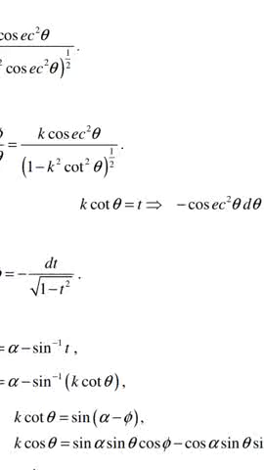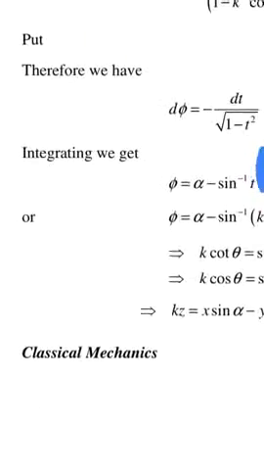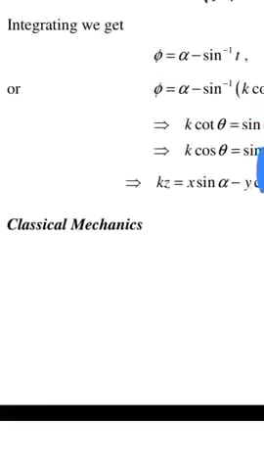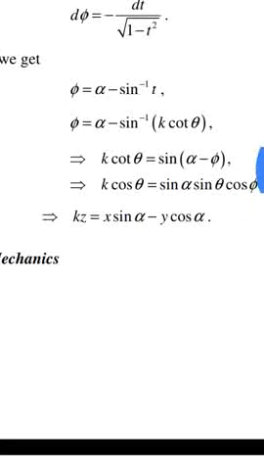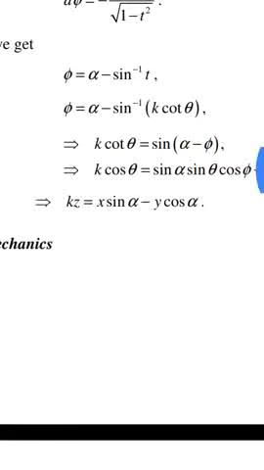Simplifying, dφ/dθ = k cosec²θ divided by (1 − k² cot²θ)^(1/2), where putting k cot θ = t, therefore −k cosec²θ dθ = dt. Therefore dφ = −dt divided by the square root of 1 − t². Integrating, we get φ = −sin⁻¹(t) + α, so φ = α − sin⁻¹(k cot θ).